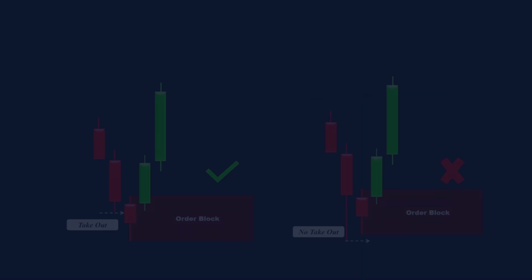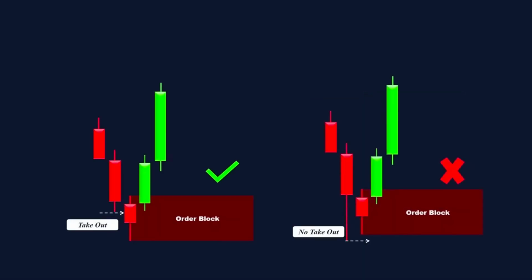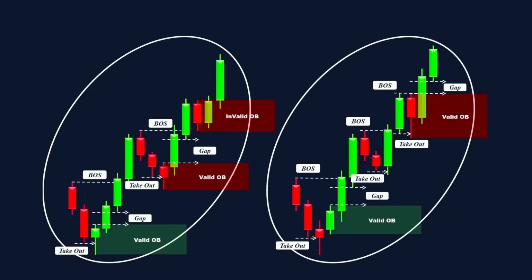An order block is much more than a candle on your chart. It's a footprint left behind by institutional traders, a clue that reveals where smart money entered the market. But unless you know exactly what separates a high-probability order block from a weak one, you'll continue taking low-quality setups that offer little to no edge.